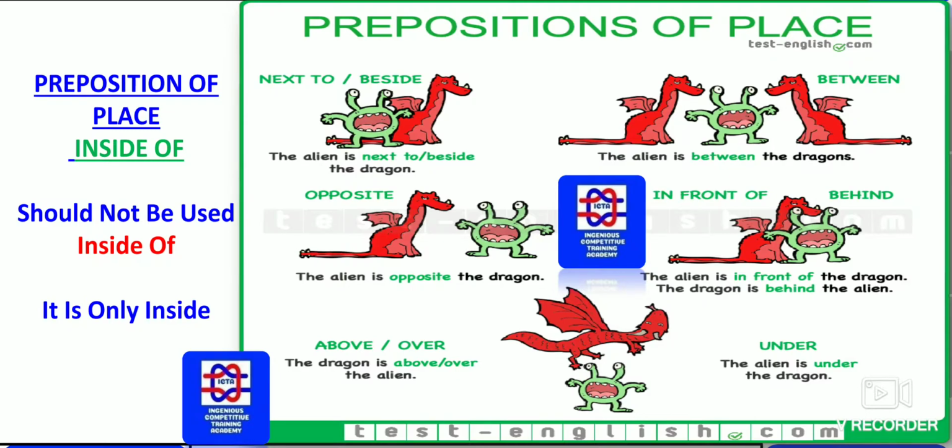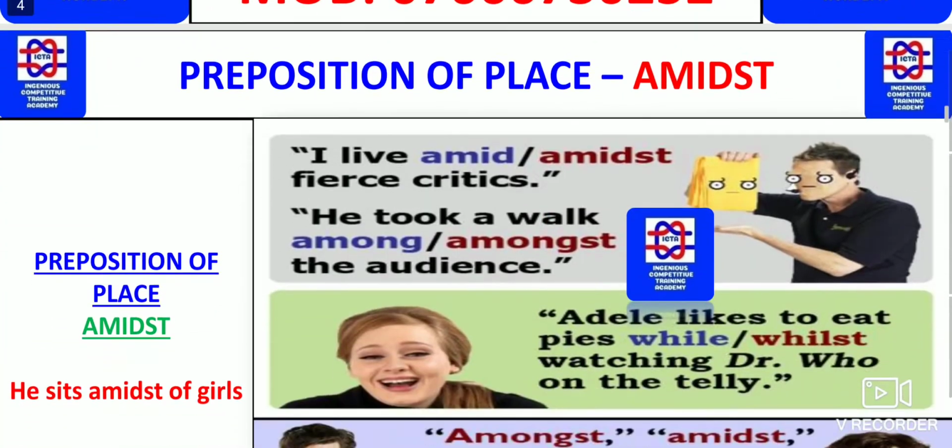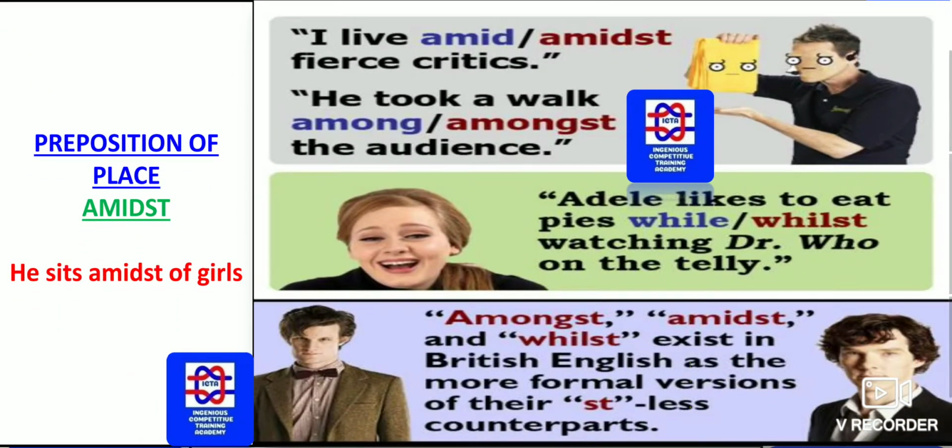Next we have above and over, under. The same reasoning applies, as given in the pictures. Please go through the pictures and understand them. Next we have amidst. He sits amidst girls. So he is sitting between the girls, that is called amidst. I live amidst fierce critics. He took a long walk amongst the audience. You have to remember the difference between amidst and amongst. Amongst is among various people. Here we have amidst, which is between the two girls. So we have to remember in such a manner which will be feasible for understanding in examinations.